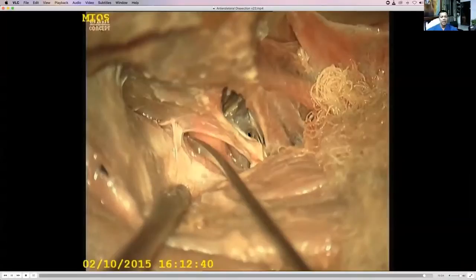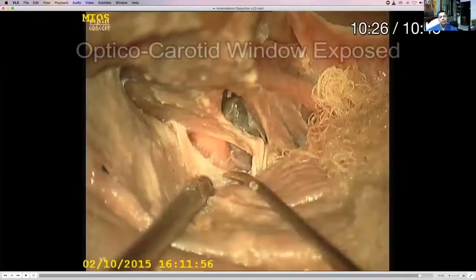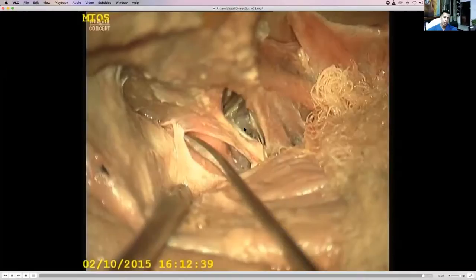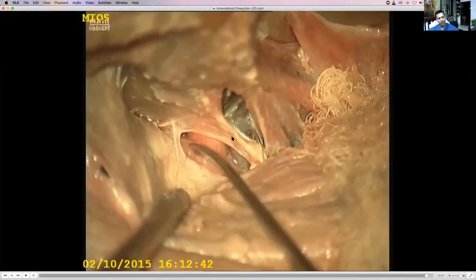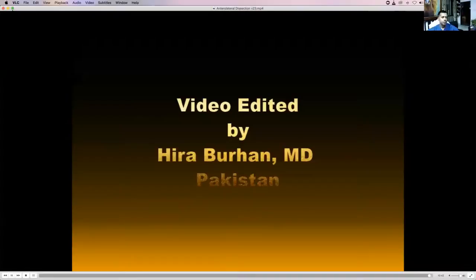So this is complete cavernous sinus dissection. That's a dural band. You have to cut it all across like that. And then you can mobilize this carotid, keeping in mind that the ophthalmic artery is there. So, well, that is the cavernous sinus dissection that I was talking to you about.